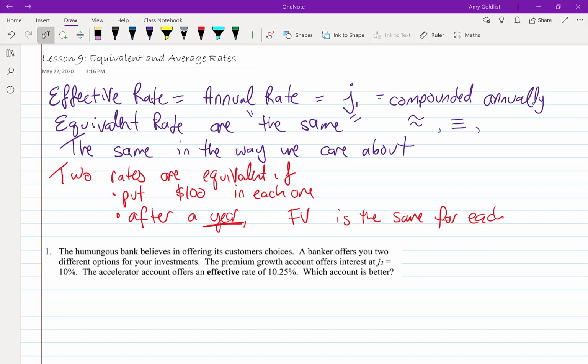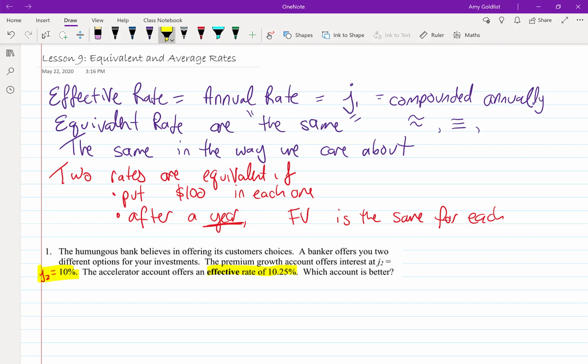Let's jump right into a problem. The humongous bank believes in offering its customers choices. A banker offers you 2 different options for your investments. The premium growth account offers interest at J_2 equals 10%. I'm just going to write that here so we can see better. And the accelerator is an effective rate of 10.25.